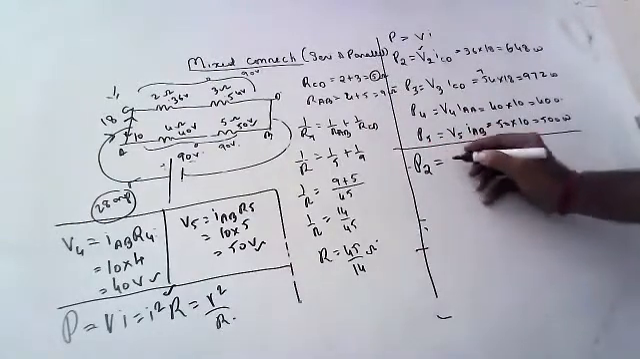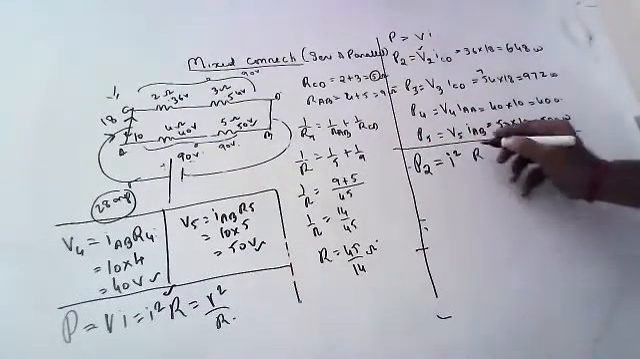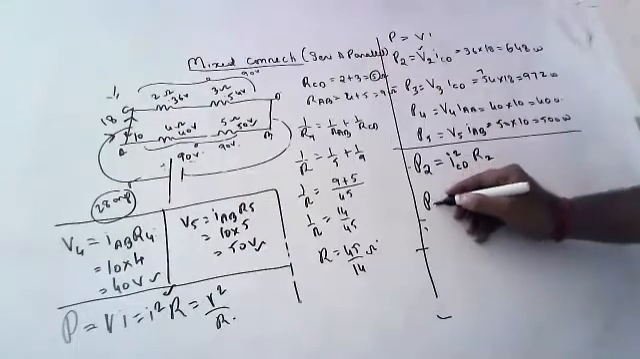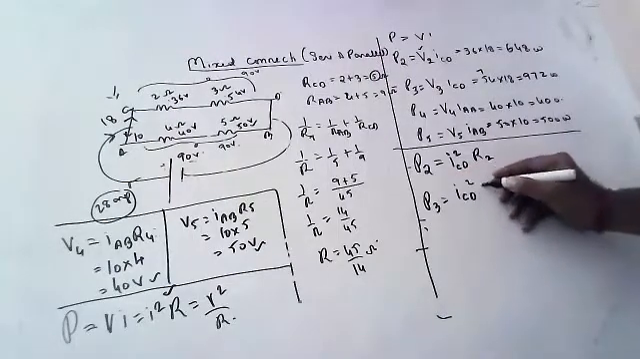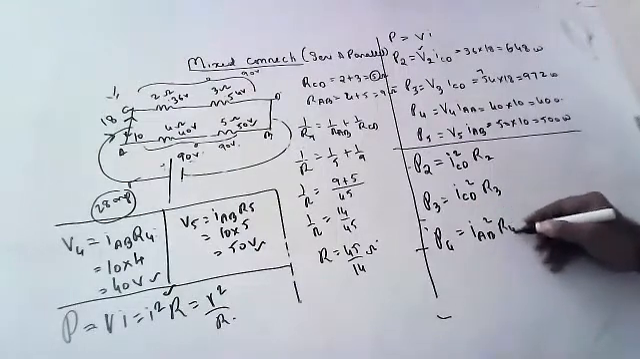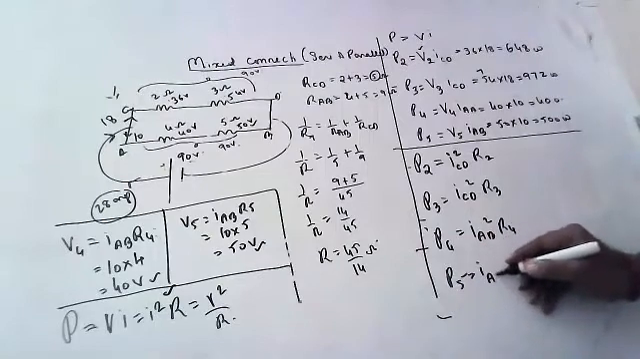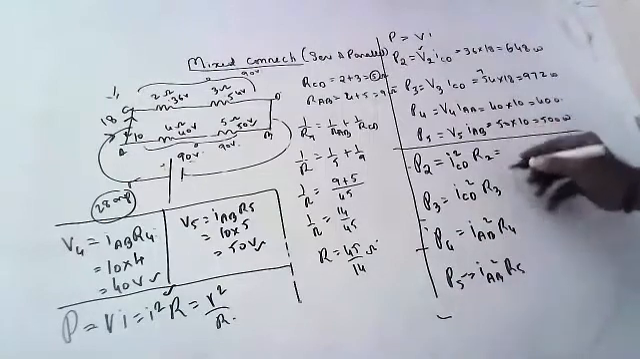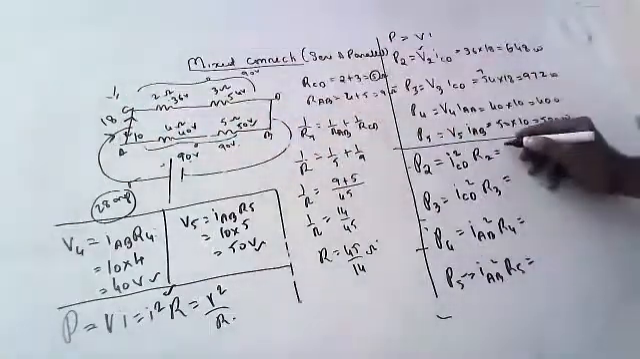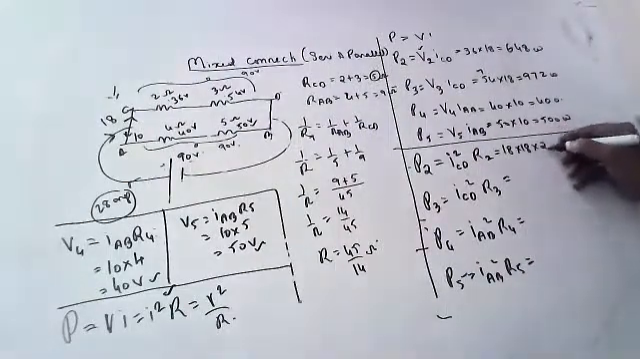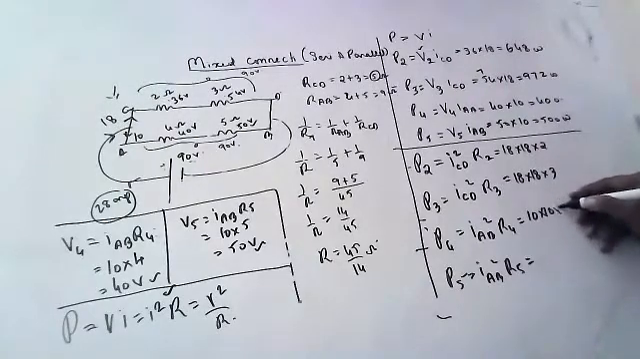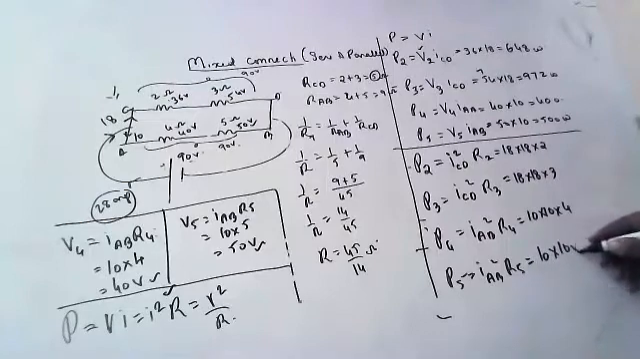Again, I'm showing P2. P2 is I square R. I square means ICD square. ICD square into R2. And P3 means what, children? ICD square R3. P4 means what, children? IAB square R4. P5 means what, children? IAB square into R5. You should be very, very careful, children, with these numericals. Then only you will understand. ICD is how much, children? 18 amperes. 18 into 18 into 2. 18 into 18 into 3. 10 into 10 into 4. 10 into 10 into 5.